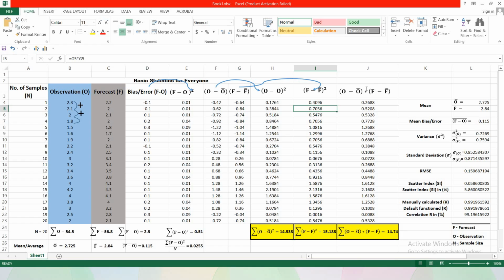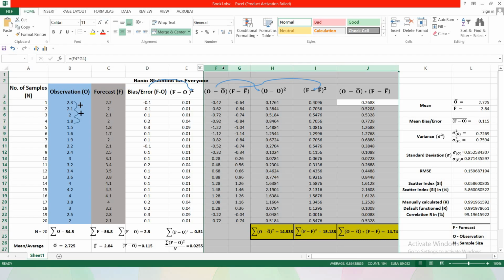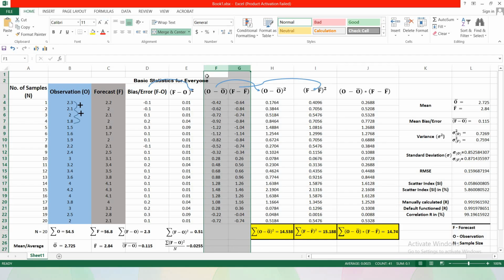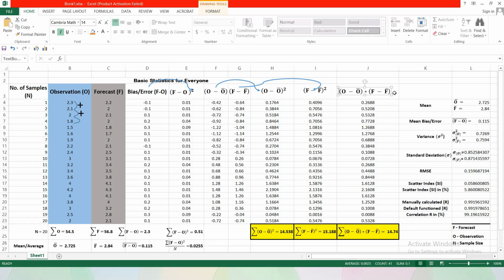And the final column, O minus O bar into F minus F bar, is the product of the two differences: the difference between the observation and the mean of the observation, and the difference between the forecast and the mean of the forecast. So it is the product of column F and column G, that is O minus O bar into F minus F bar.